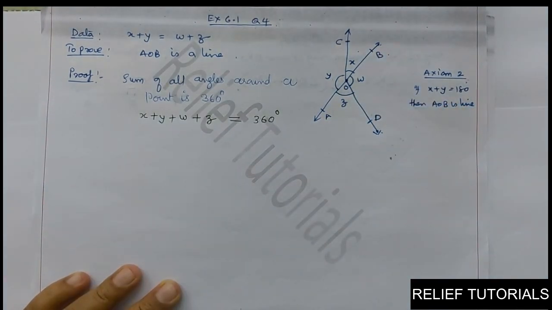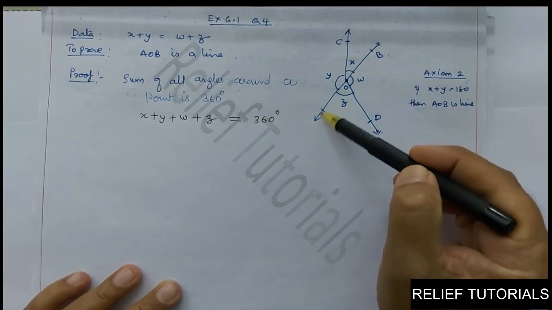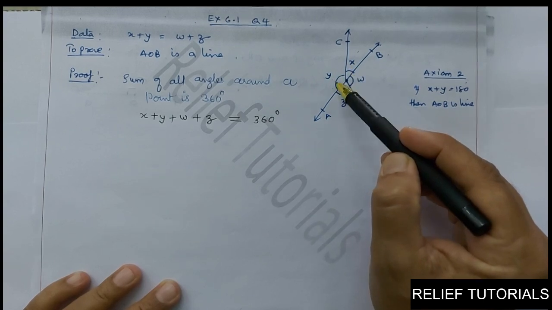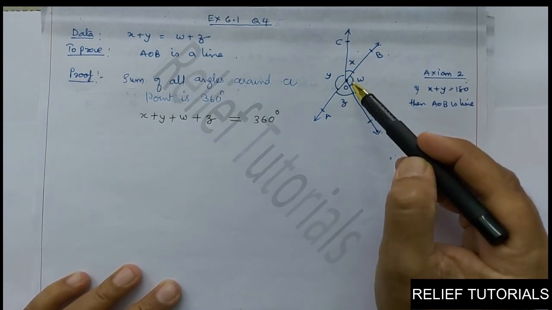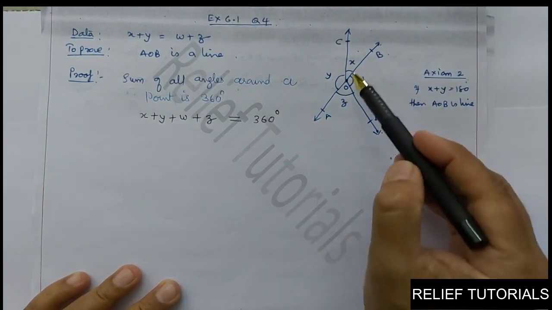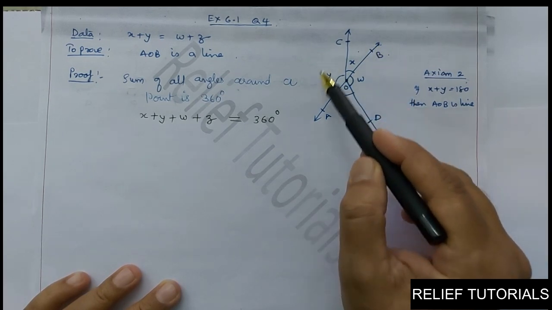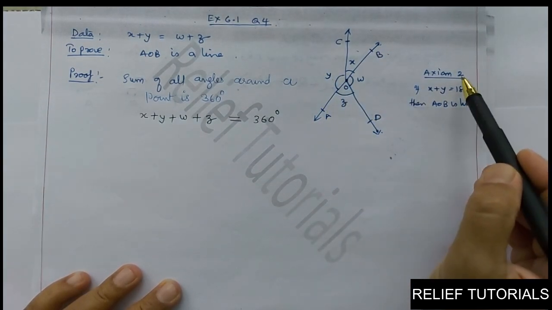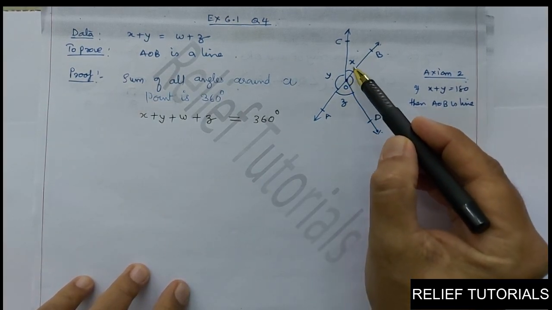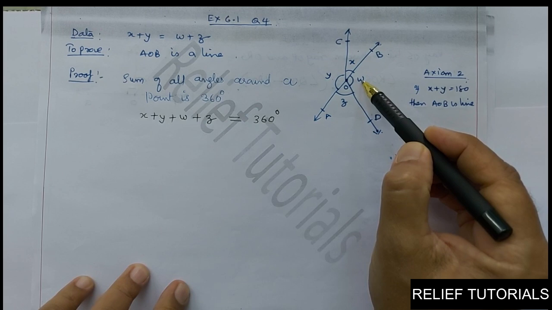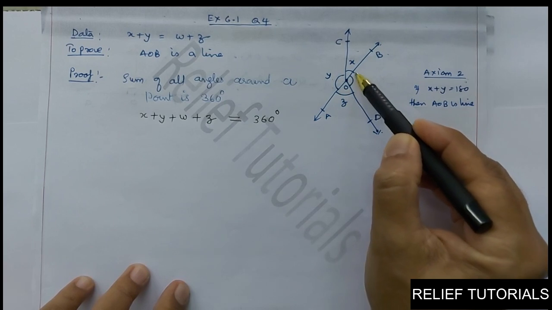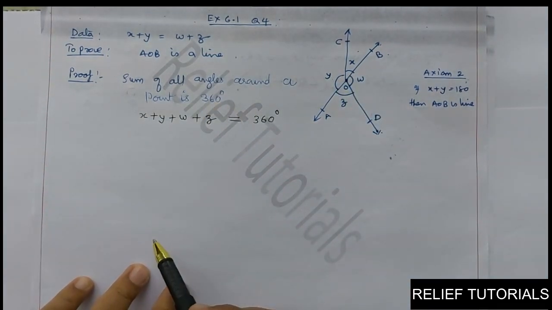So you might be knowing, if you want to prove this is a line, then we have learned axiom 2. If the sum of two adjacent angles is 180 degrees, then the non-common arms of both the angles form a line. It means we will be able to prove this by using axiom 2. Now see, we know that the sum of all angles around a point is 360 degrees. See, this is a point O and the sum of all these angles around a point is 360 degrees.